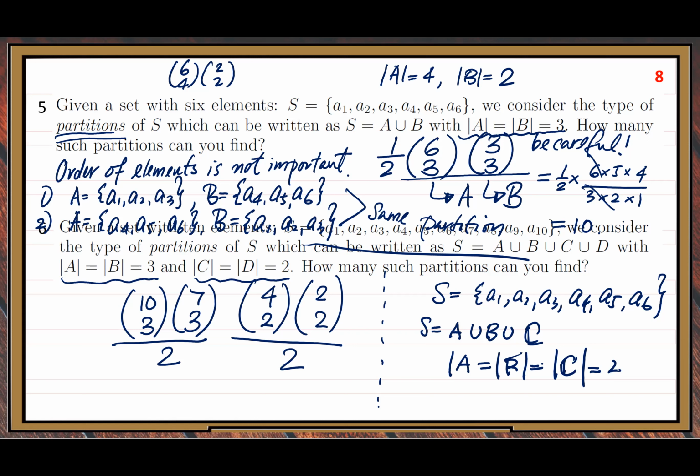In this case, how to calculate the number of different partitions? Here, for A, it is 6 choose 2.